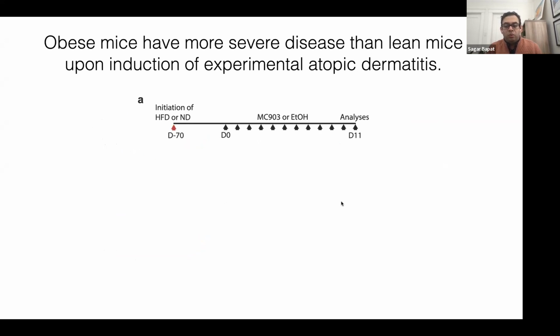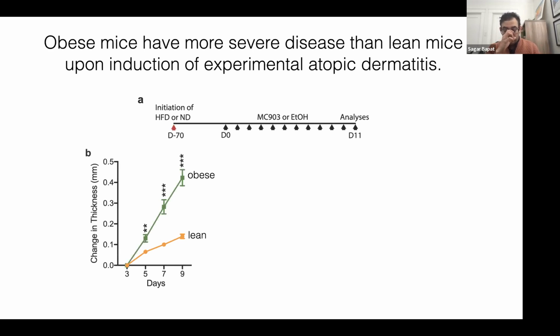So what happened? Well, when we gave obese mice and lean mice the same experimental atopic dermatitis, and here I'm showing you the schematic where for 70 days or 10 weeks in this case, we gave high-fat and normal diet to mice, and for 10 days in a row, we gave them MC903. It turned out obese mice had way more severe disease than lean mice. And here you can see this by measuring ear thickness.